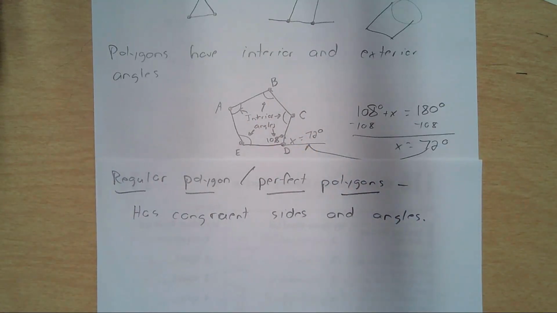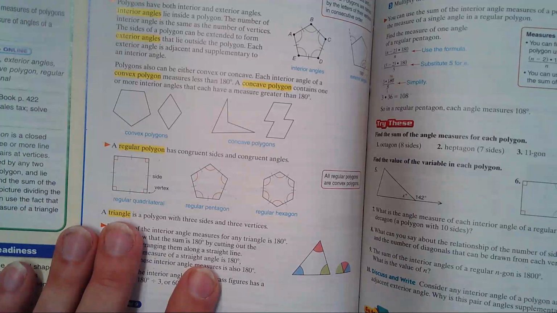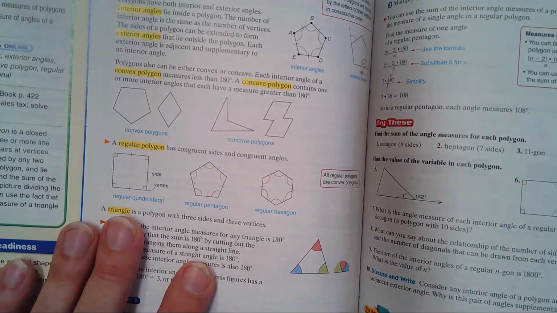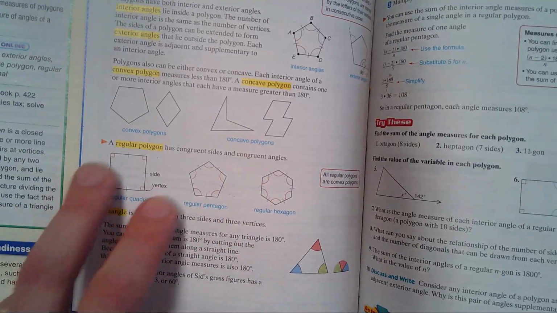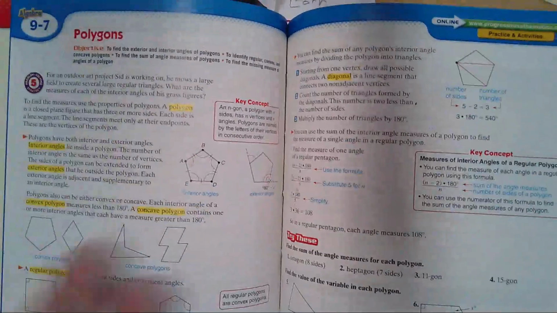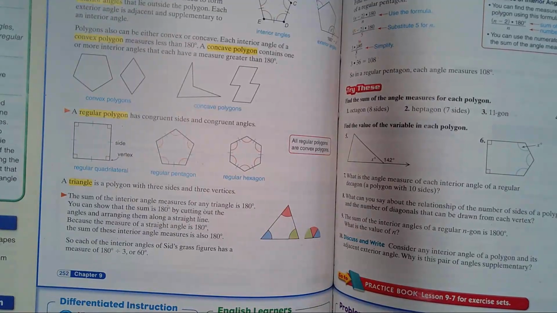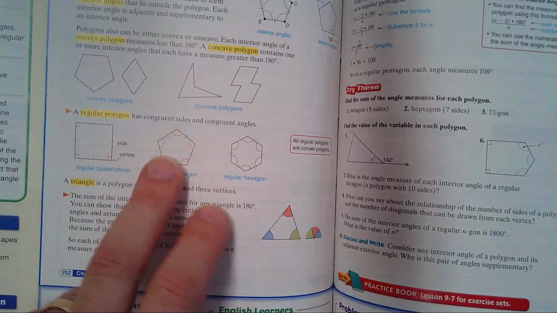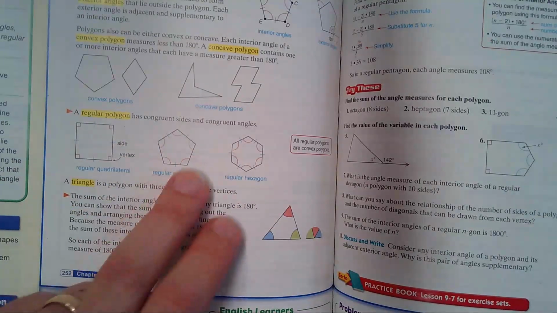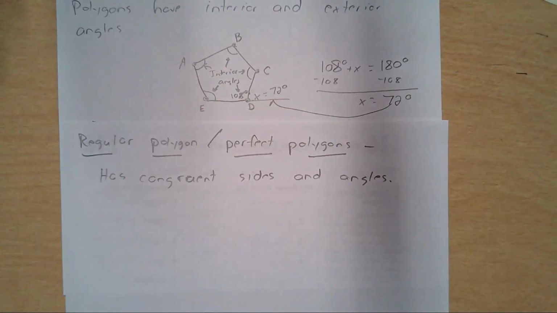The book has a little picture here with some more examples. Right here, they show a regular quadrilateral. This is a square. A regular pentagon. Notice how, again, they have markings here. There's a regular hexagon. There's a regular pentagon. They're considered perfect or regular because, again, all the angles are the same measurement, all the line segments are the same measurement too.